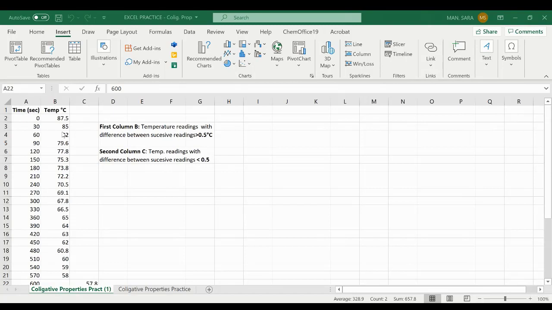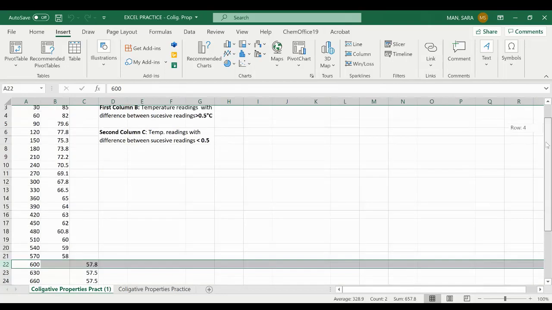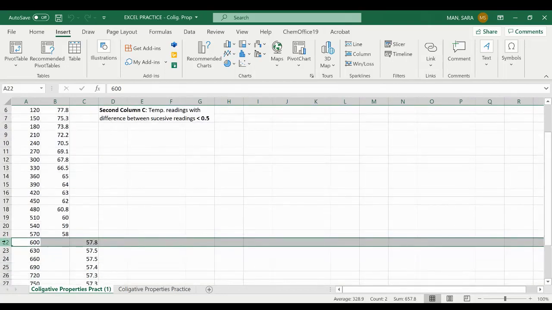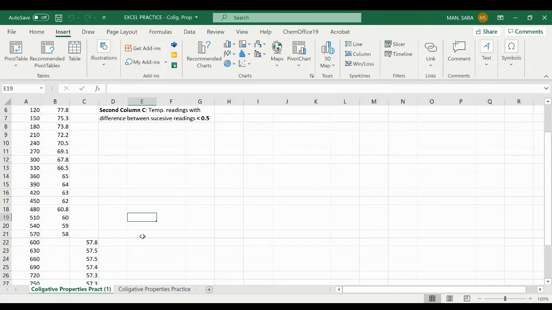At 30 seconds, 85. So 87.5 minus 85, the number is greater than 0.5. So column B here has the temperature readings where the difference between successive readings is higher than 0.5. And then I go down until I find that at 600, the cooling curve starts to drop in a slower manner. And then I start column C. Does it make sense? Yes.